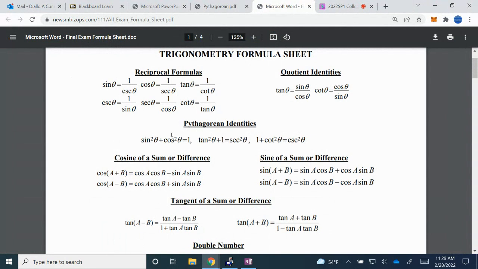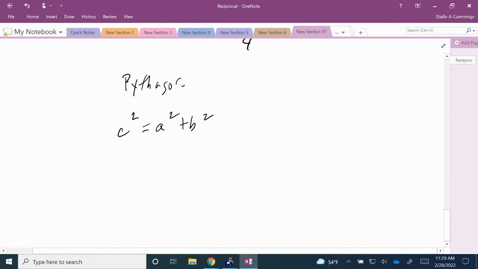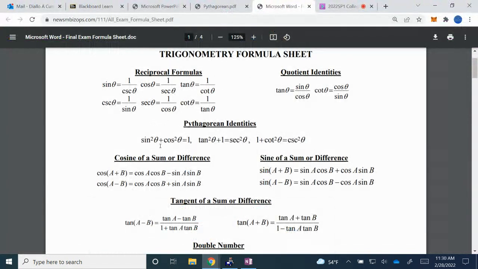Now up until this course, the Pythagorean theorem has probably been written like this: c squared is equal to a squared plus b squared. So it's not like all of a sudden we're looking at something new. These are the Pythagorean theorems. So how are these things formulated?